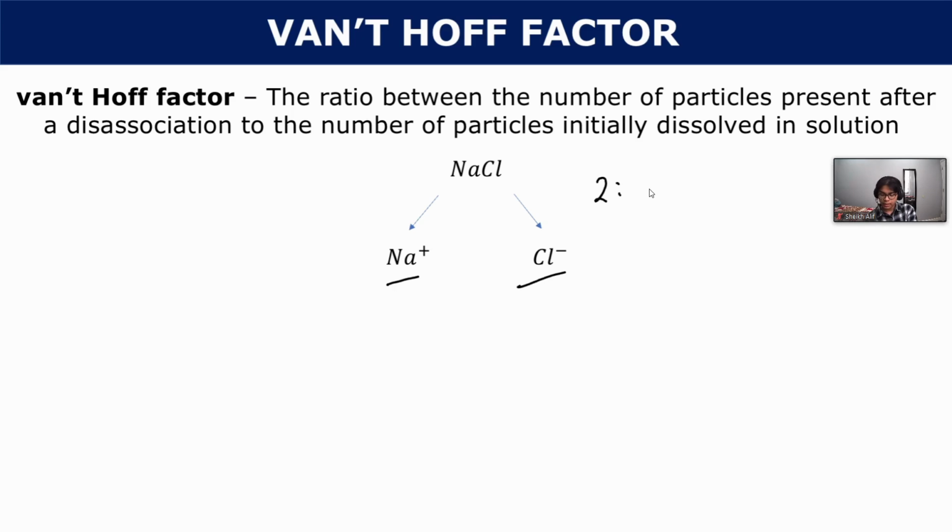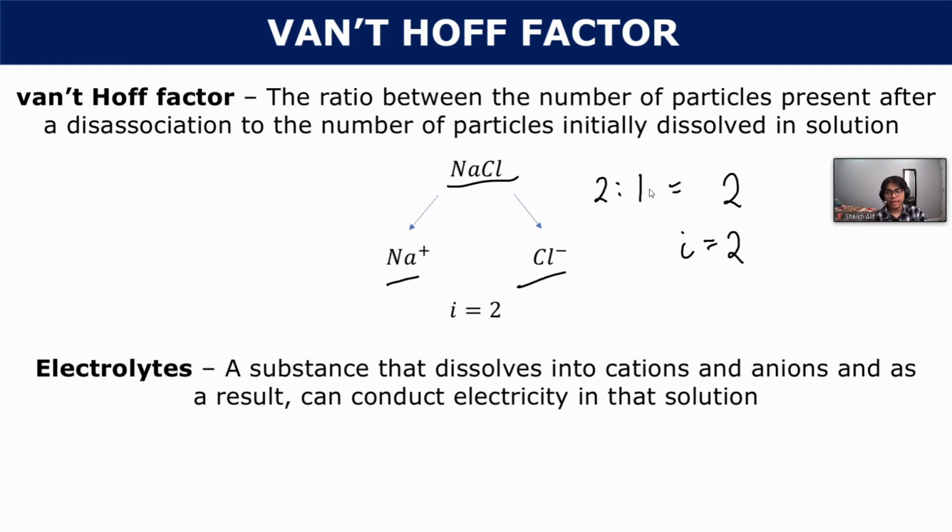Na and then Cl. But when you put the NaCl in first, it's just one molecule. It's just NaCl bonded together on its own. So if you have a 2-to-1 ratio, that means your Van't Hoff factor is 2. And that's what we see here. And so NaCl in this situation was an electrolyte. An electrolyte is a substance that dissolves into cations and anions, and as a result can conduct electricity in that solution. So NaCl on its own can't conduct electricity, but when you put NaCl in water and it dissolves into those ions, that substance can conduct electricity.